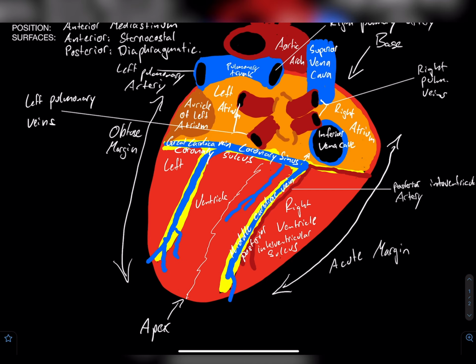Another vein we should all know about is the so-called posterior vein of the left ventricle. Let me have a look over it, maybe so that I don't forget anything. Oh yeah, right. Here we have the right coronary artery.